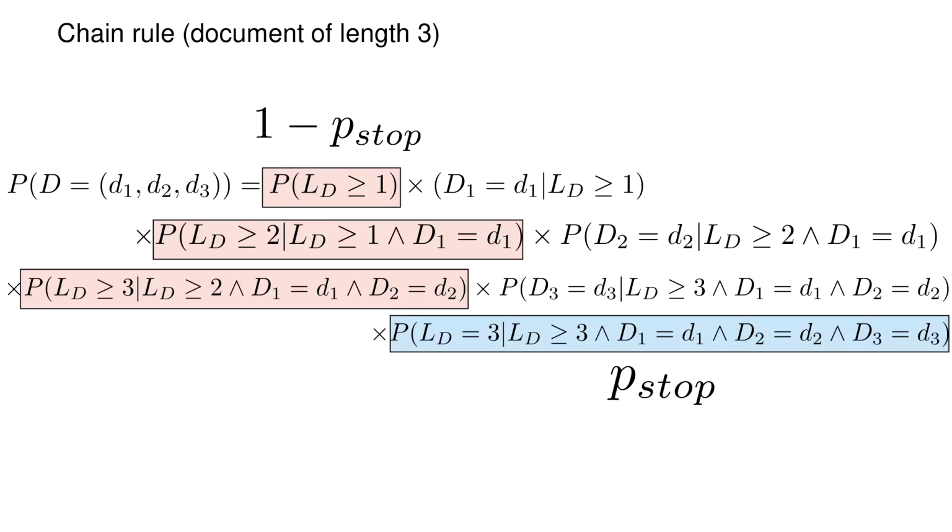Generally, it doesn't need to be a constant, right? That could depend or it could vary and so on. But in our model, for the purpose of our model, we are going to assume that there is a P stop such that this is P stop and this is 1 minus P stop, okay?